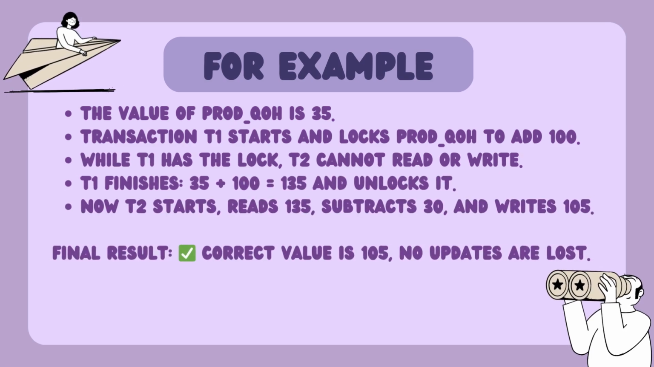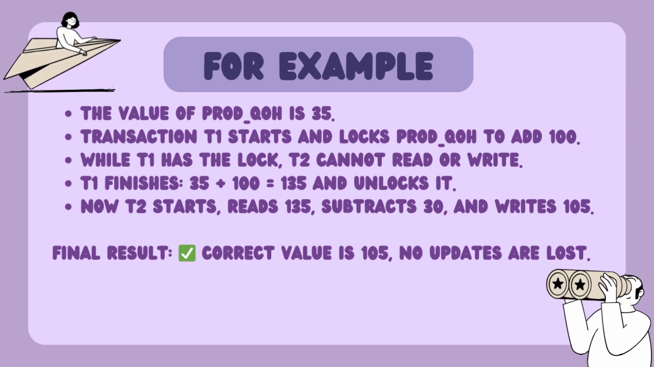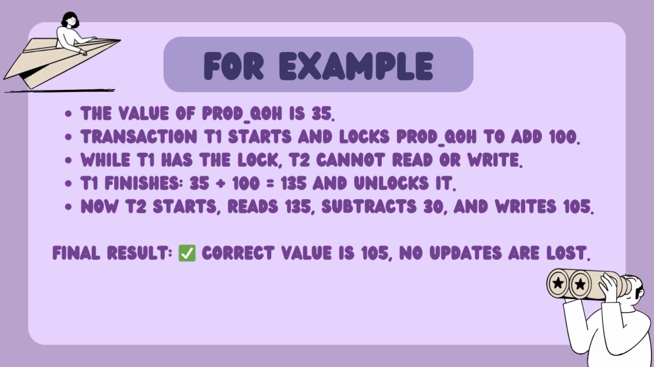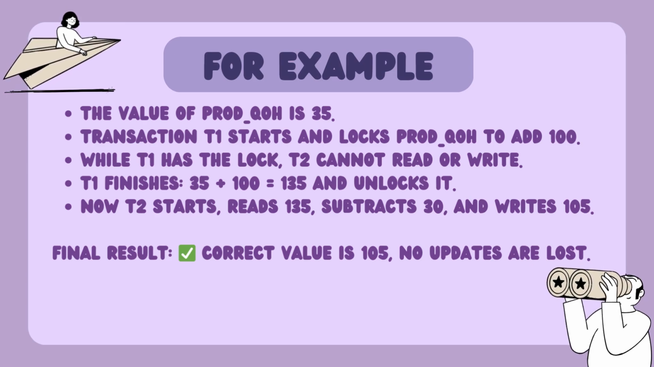For example, the value of prod_QOH is 35. Transaction T1 starts and locks prod_QOH to add 100. While T1 has the lock, T2 cannot read or write. T1 finishes. 35 plus 100 equals 135 and unlocks it. Now T2 starts, reads 135, subtracts 30, and writes 105. Final result: the correct value is 105, no updates are lost.